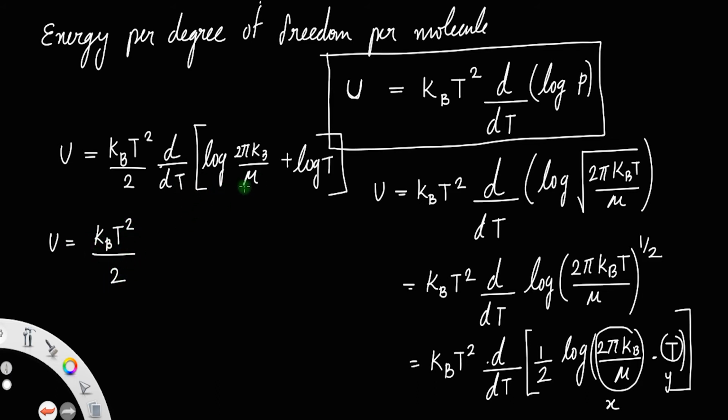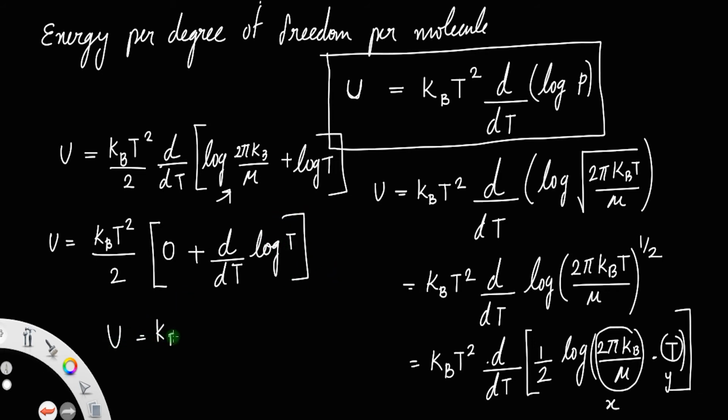Now let's take the derivative. The derivative of this one is a constant, so the derivative of that is 0, plus now d by dT of log T. U is equal to kB T square divided by 2 into, you know, the derivative of log T is 1 by T. Now you can cancel this T and this T. So the final expression will be half kB T. So this is the energy associated with each degree of freedom per molecule.